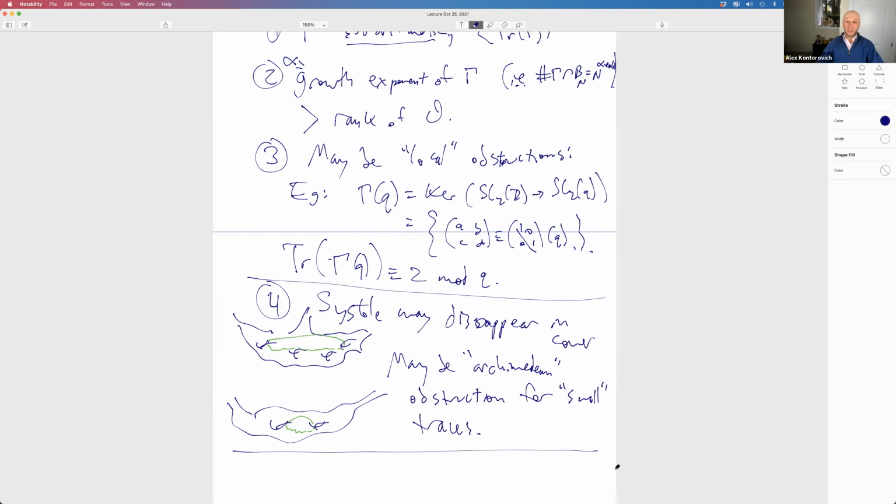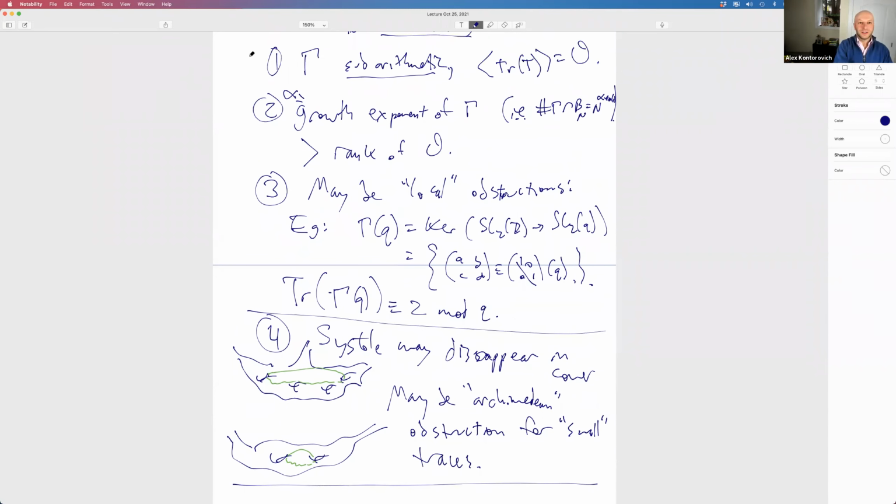And the question is, beyond these kind of obvious obstructions, perhaps there's a local to global principle. So let me try to formulate such a thing. Any questions so far?